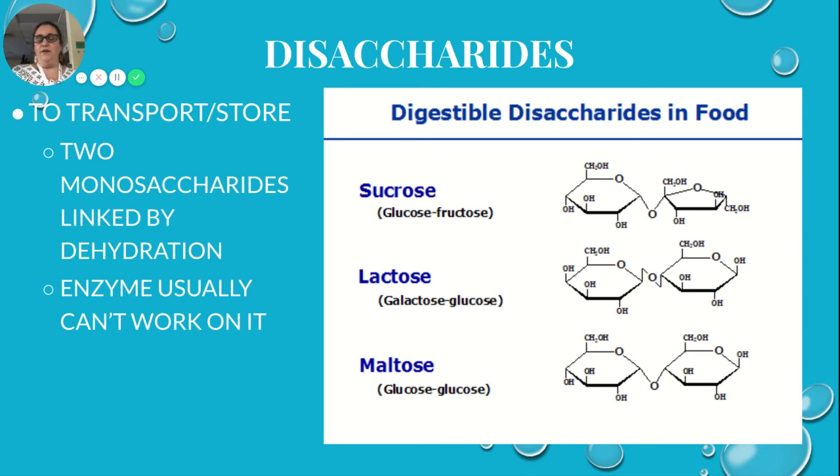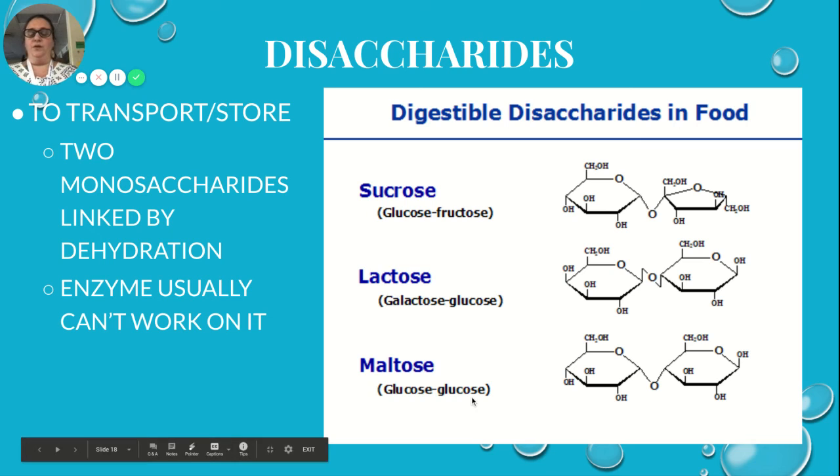So a disaccharide, di means 2, is 2 monosaccharides or single sugars that are linked together through that process called dehydration, where we remove an H from one group, remove an OH from the other, and by doing that, we remove a water and we're linking these 2 together. So sucrose is a glucose and fructose linked. Lactose is a galactose and glucose. And then maltose is a glucose to glucose link.